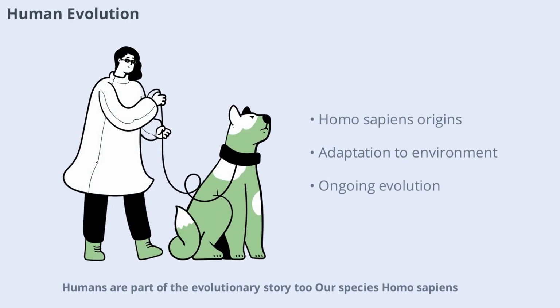Humans are part of the evolutionary story too. Our species Homo sapiens evolved from earlier hominids in Africa. Fossil and genetic evidence shows how our ancestors adapted to changing environments, developing traits like upright walking, larger brains, and complex language. Human evolution is ongoing as we continue to adapt to new challenges.